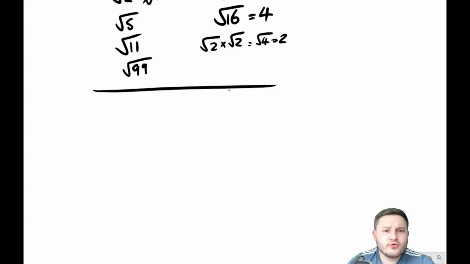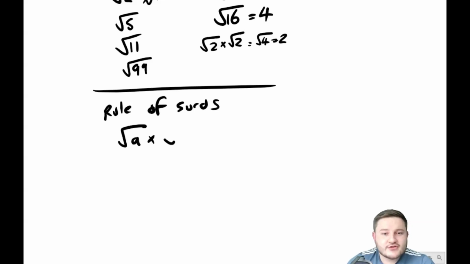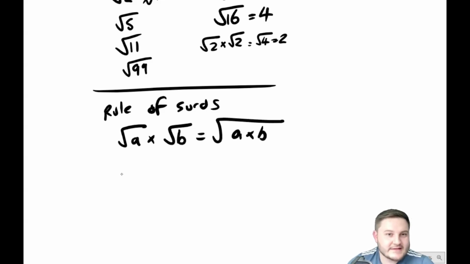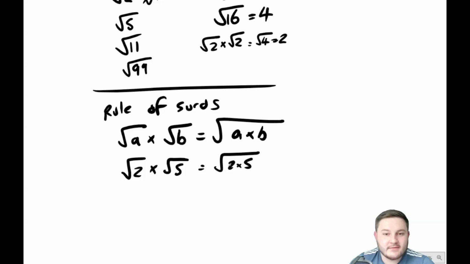So the key rule of surds is that the square root of a times the square root of b is equal to the square root of a times b, which is quite nice. So for example, the square root of 2 times the square root of 5 is equal to the square root of 2 times 5, which is equal to the square root of 10. So you just times the numbers in the square root to get your answer.